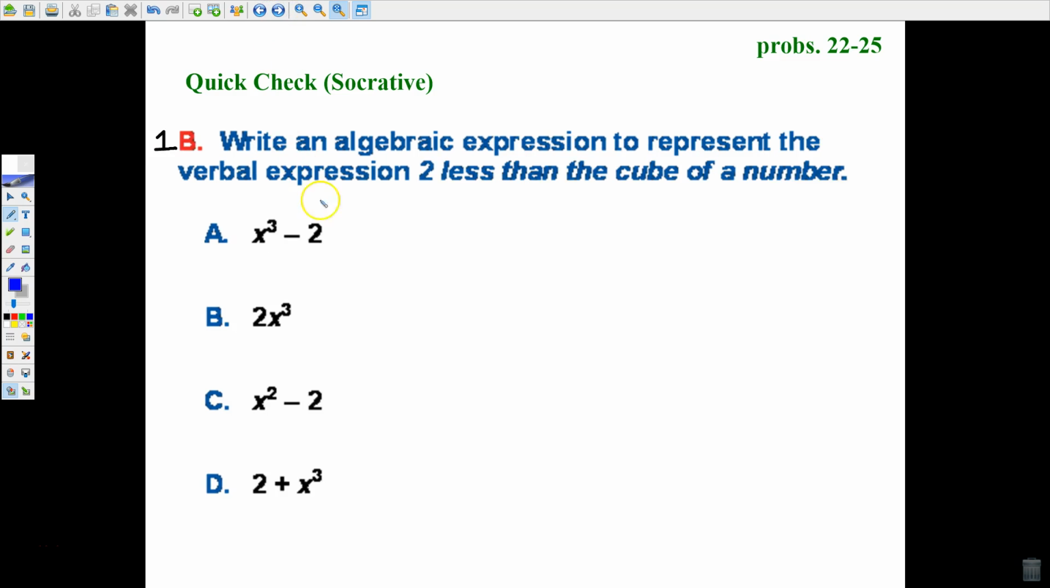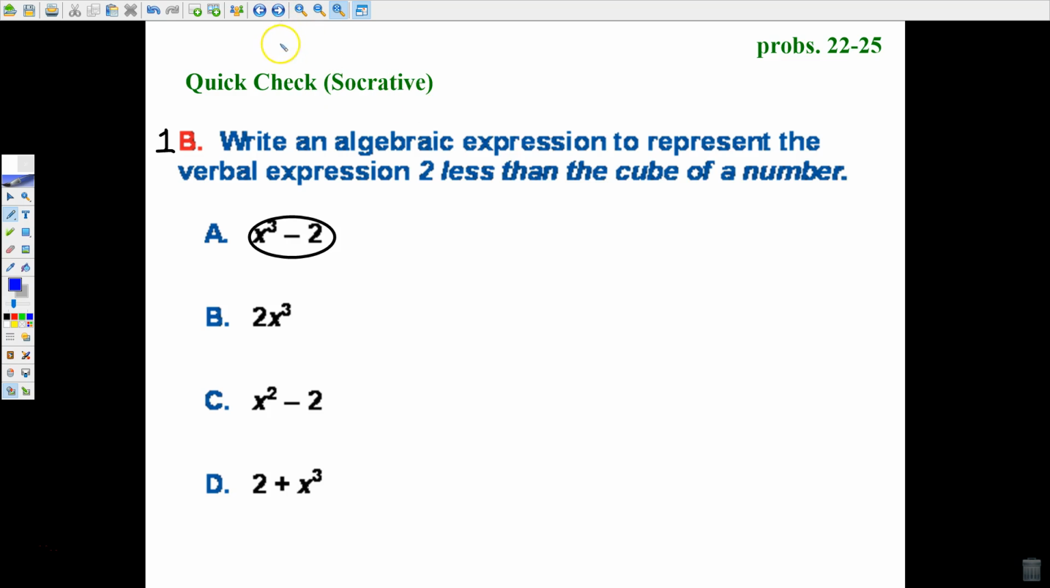And then another one, this is really for my sake. I want to know how we're doing as a class. The goal is for 100% getting this correct. So here's another word expression: 2 less than the cube of a number. Look over your choices and just mentally see if you can identify the one that represents 2 less than the cube of a number. And hopefully you successfully chose letter A, and that would be correct.